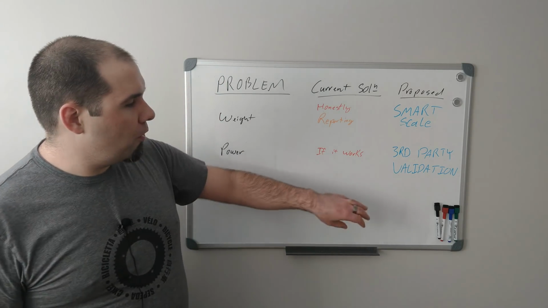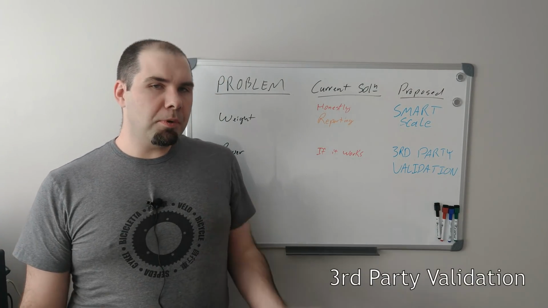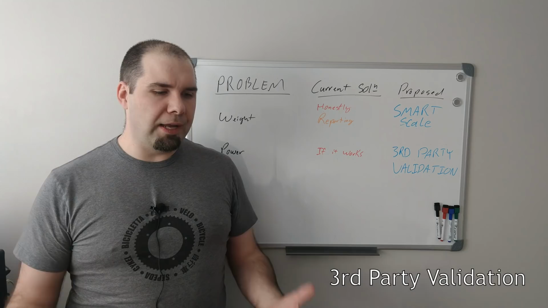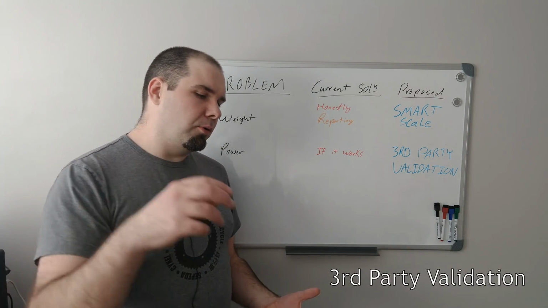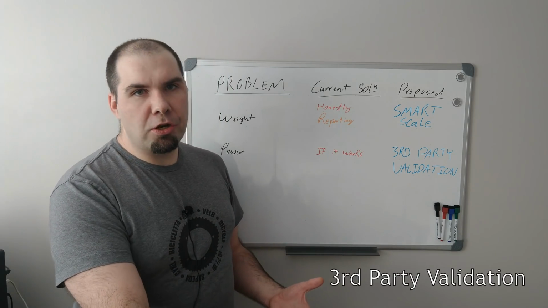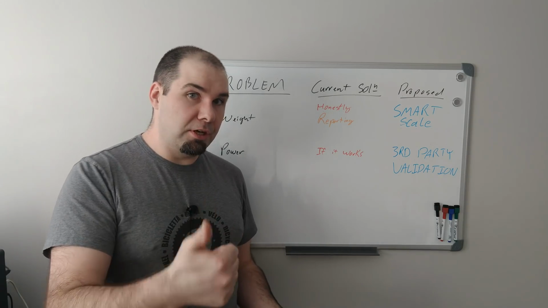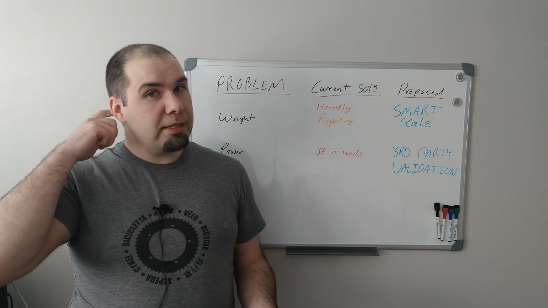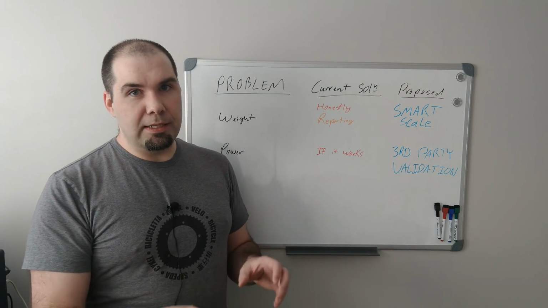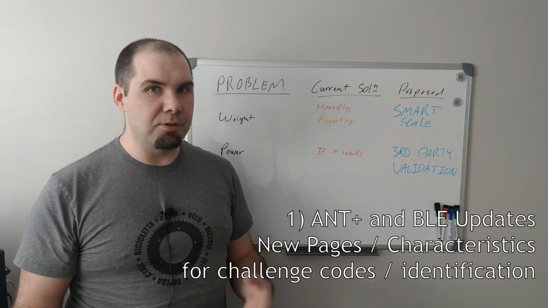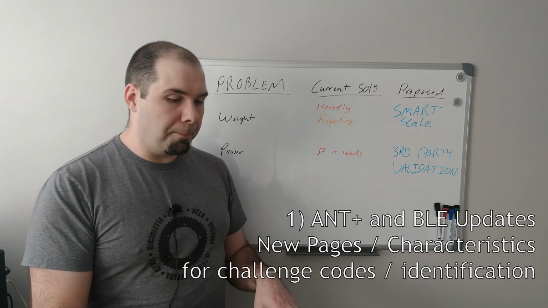So to solve this problem, third-party validation. Third-party validation would work in a way such as a race organization, through the software, would send a challenge code to a crank arm. If it gets the correct response back, it's good to go, or bad. The way this needs to work is they need specific either ANT+ or BLE characteristics, so ANT+ pages, BLE characteristics, that they can look up.